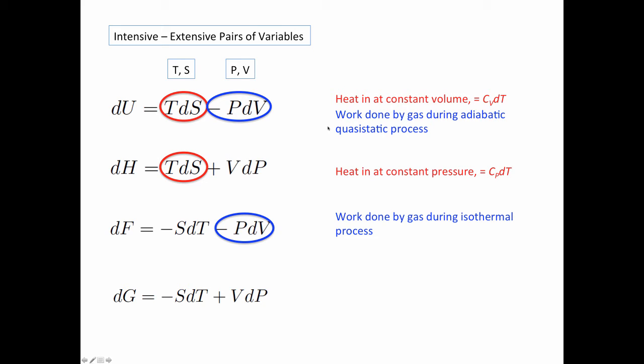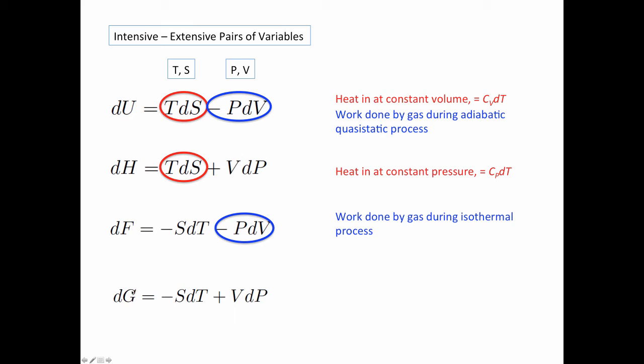Let's turn our attention to work done. For the thermodynamic identity for internal energy, minus PdV is the work done by the gas during an adiabatic quasi-static process. So in other words, the change in entropy is zero. Whereas for the Helmholtz free energy, it's the work done by a gas during an isothermal process, one where dT is zero. So you know that if you're interested in work done, if it's an adiabatic process, you're going to use the internal energy identity. If it's an isothermal process, it's most useful to use the Helmholtz free energy.